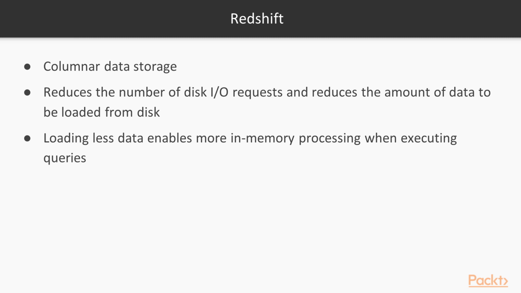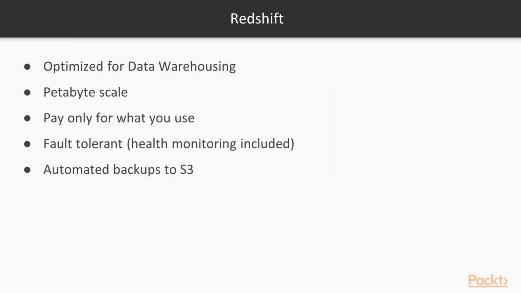Of course, this reduces the number of disk I/O requests and reduces the amount of data that's being loaded from disk. And loading less data means more data can be processed in memory when executing queries. So Redshift is really optimized for data warehousing and for BI type, business intelligence, data analytics type queries. It's petascale. We can add as many nodes as we want and scale out horizontally, and the performance improves horizontally as we scale. You only pay for what you use, exactly the same as with other Amazon AWS resources.